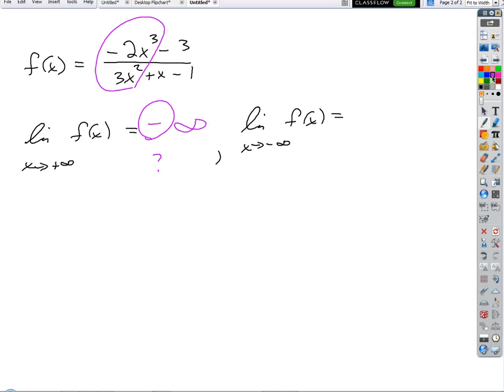So once again, we know that because the top is a higher order polynomial, the magnitude is infinite, but what's the sign going to be this time? It's going to be positive, because as x approaches a negative number, -2 times a negative number cubed is going to be negative times negative, which is positive. The bottom is going to be positive, right? Because it's an even power. And so we get plus.